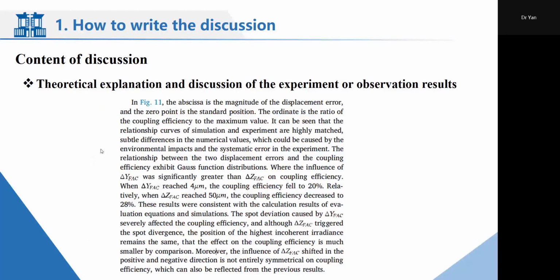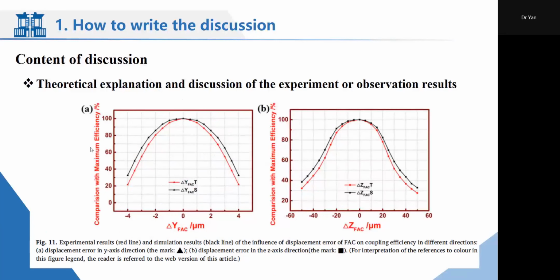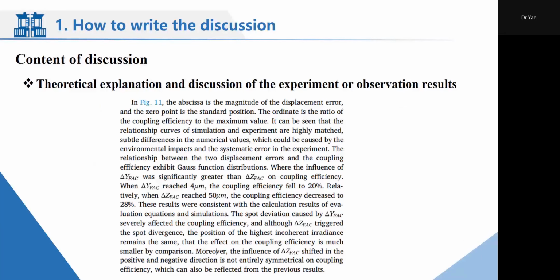Just give some important points about it, such as the biggest one and the smallest one. And something similar here. Finally, and moreover, the influence of delta z shifted in the positive and negative directions is not entirely symmetrical on the coupling efficiency, which can also be reflected from the previous results.